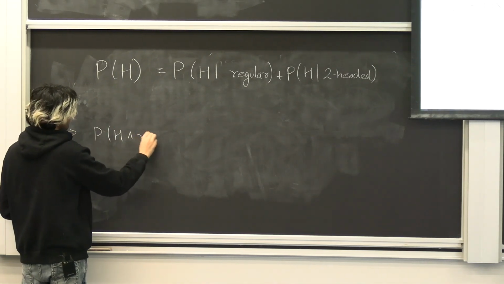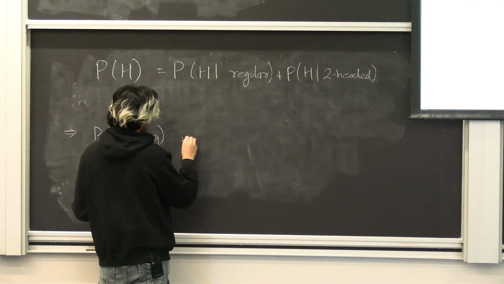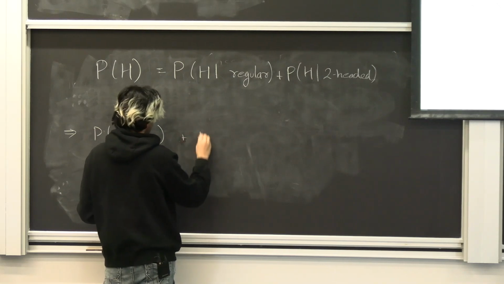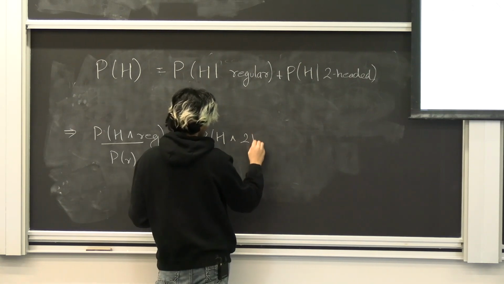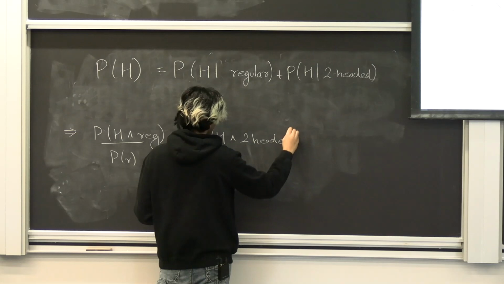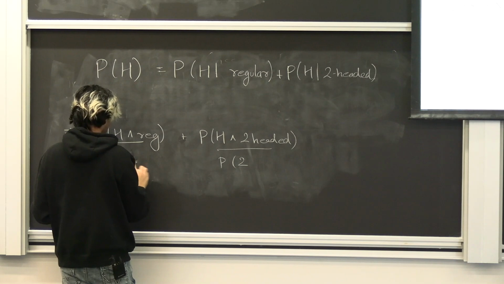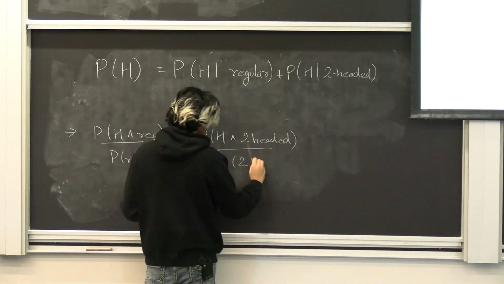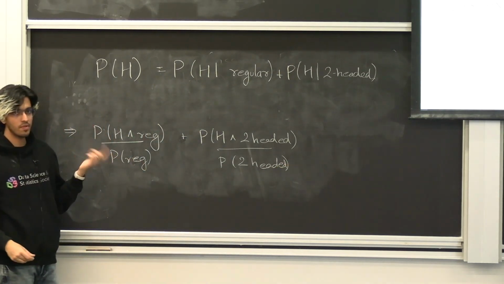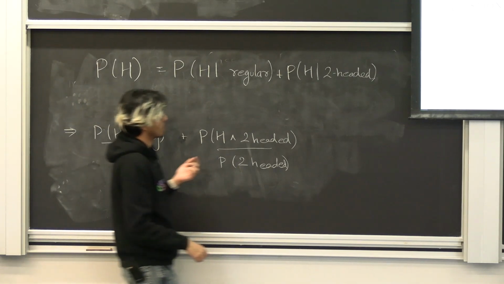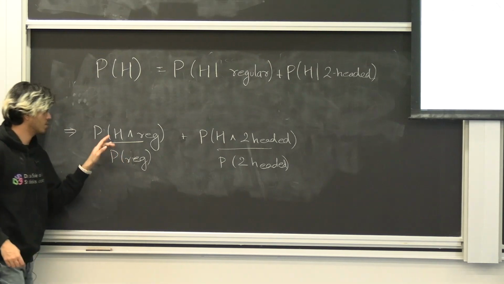Probability of head and regular over probability of regular, plus probability of head and 2-headed given the probability of two-headed. Turns out when you simplify all of this, because the probability of the coin being 2-headed is 1 minus the probability of the coin being regular, it will cancel out and you just get the probability of head.